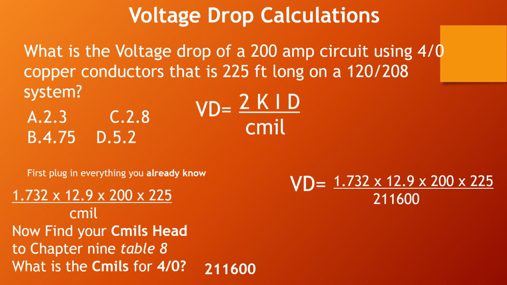So we multiply 1.732 by 12.9 by 200 by 225. Then we divide that by 211,600. And that gives us a voltage drop of 4.75. So it's very similar to the voltage drop for single phase, but when you're using 3-phase, because of how it breaks down, it is going to be 1.732.